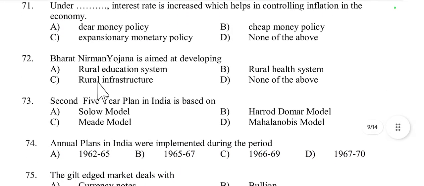Then question number 72: Bharat Nirman Yojana is aimed at developing the rural education system, rural health system, rural infrastructure, or none of these. Bharat Nirman Yojana is aimed at developing total rural infrastructure. So option C is right here.